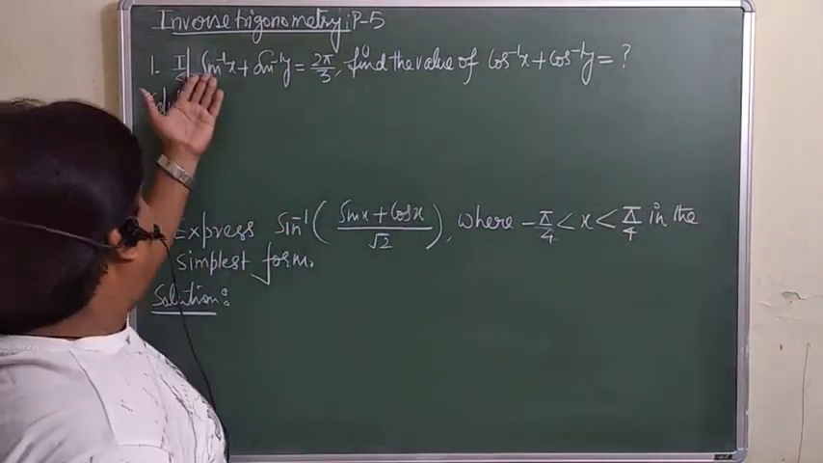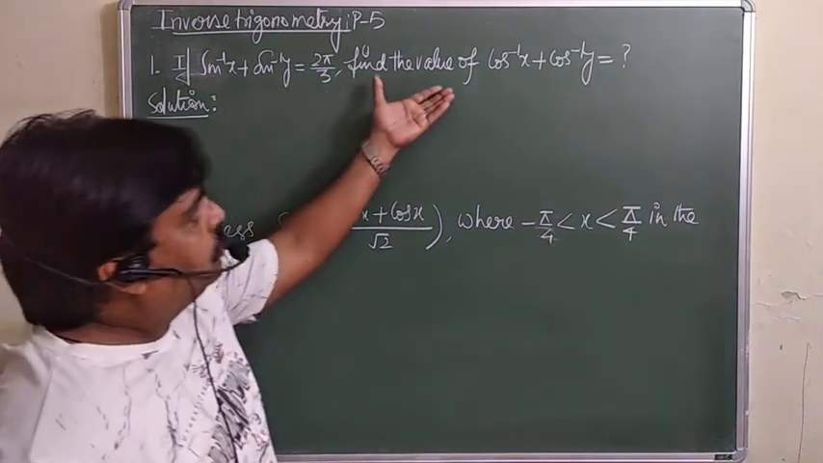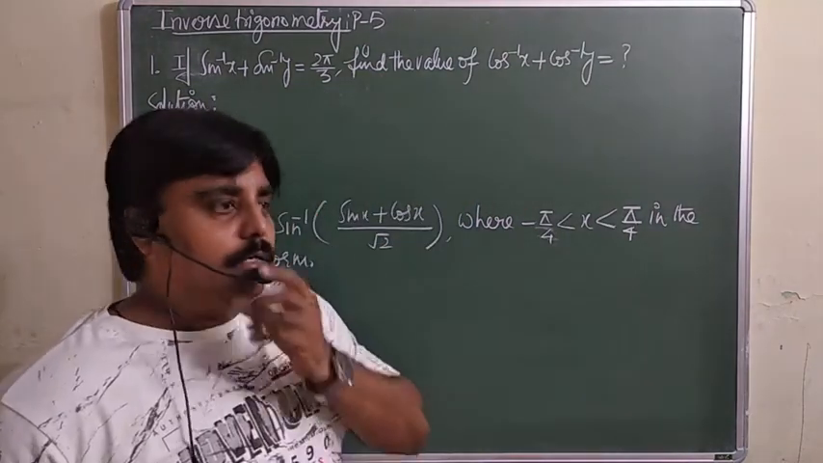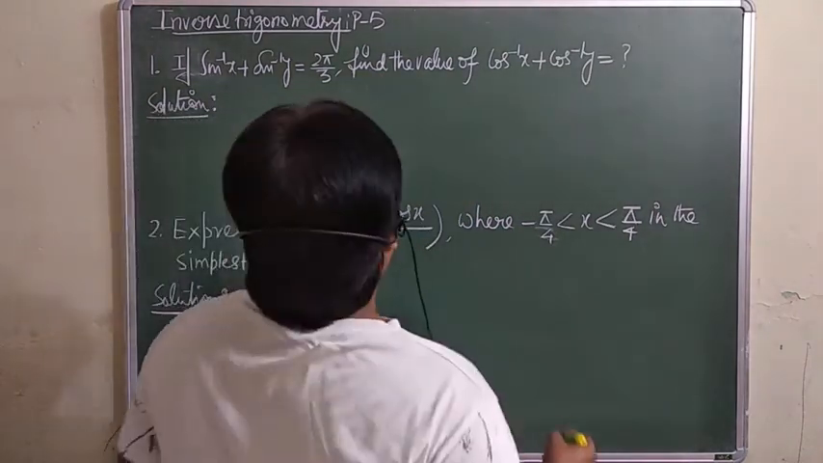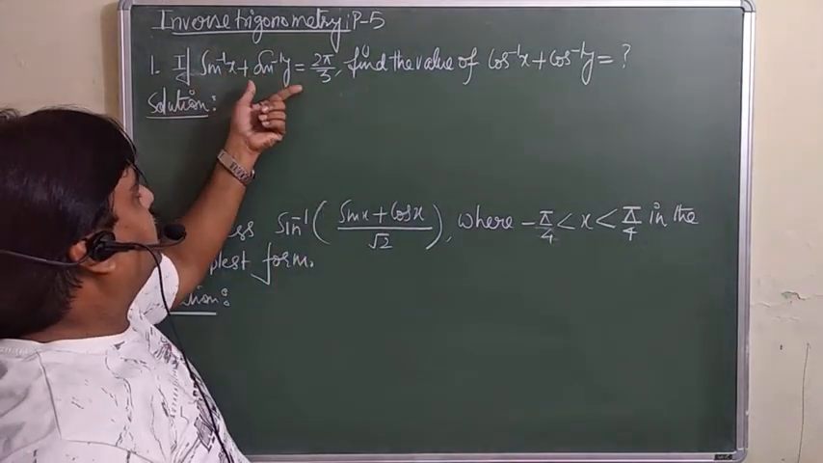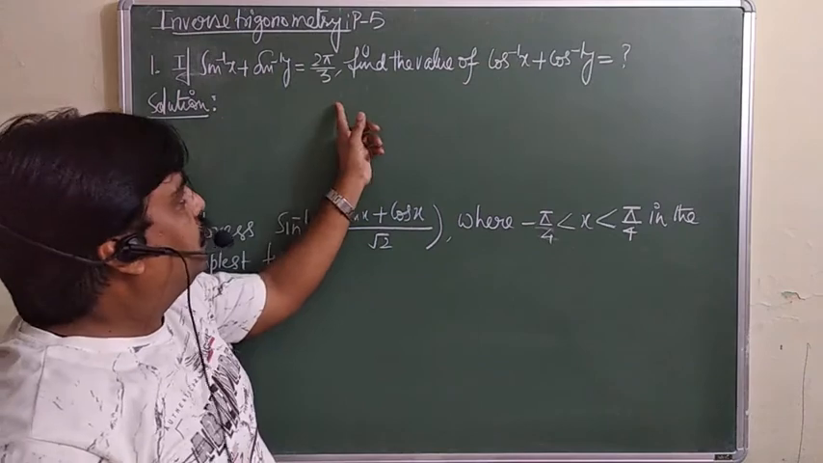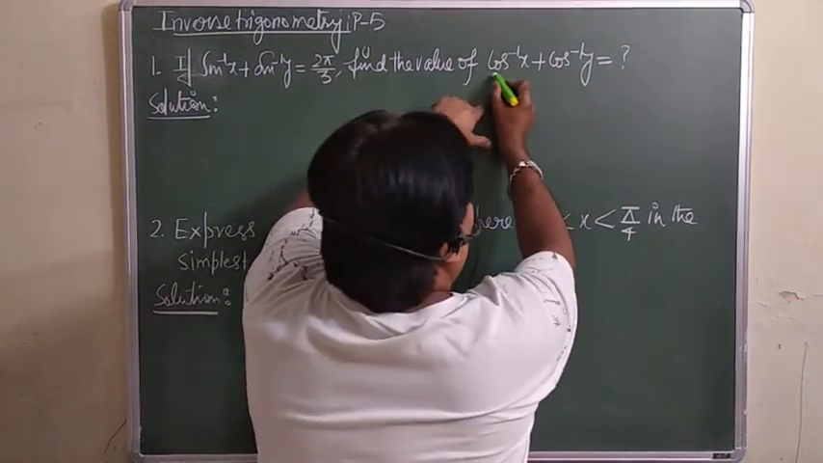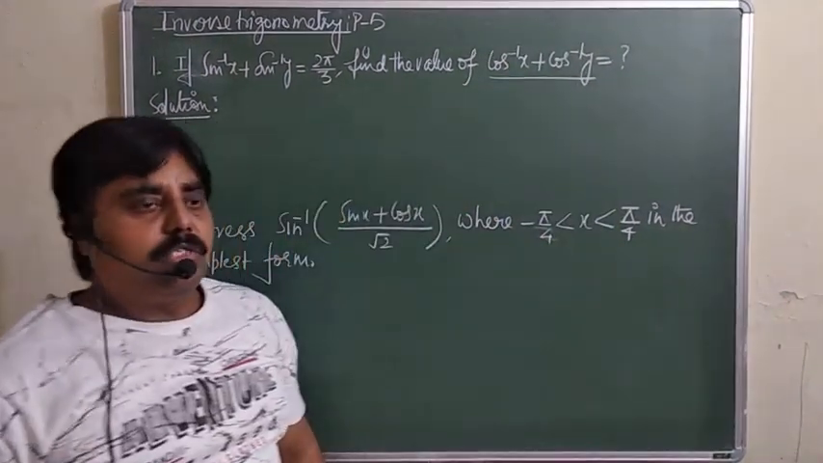So these two questions I am going to discuss. Both are 2 marker questions. 2 marks questions generally are asked by the CBSE. So look at this question. If sin inverse x plus sin inverse y is equal to 2 pi by 3, we have to find the value of cos inverse x plus cos inverse y.